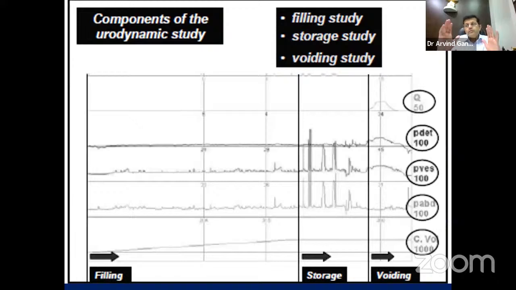How do you interpret a tracing of a urodynamic study? For that, you have to understand that any urodynamic tracing has the following components. It has a filling study, a storage study, and a voiding study.